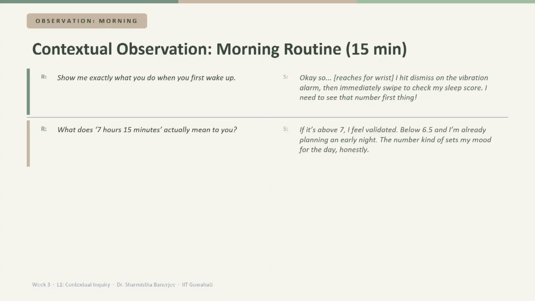In my observation also, I had seen that was what was happening. So, I can have the next question. What does 7 hour 15 minutes actually mean to you? If it's above 7, I feel validated. Below 6.5 and I am already planning an early night. The number kind of sets my mood for the day honestly.